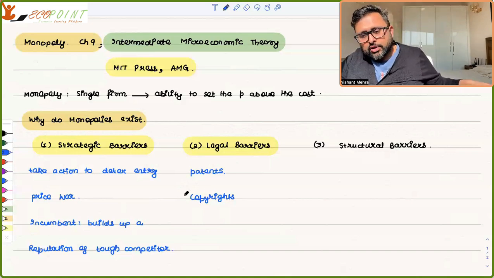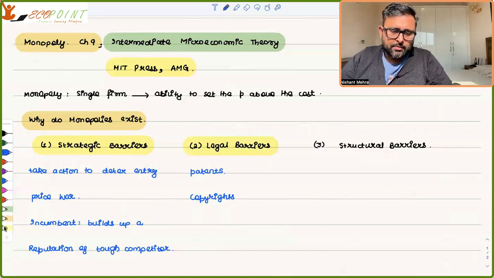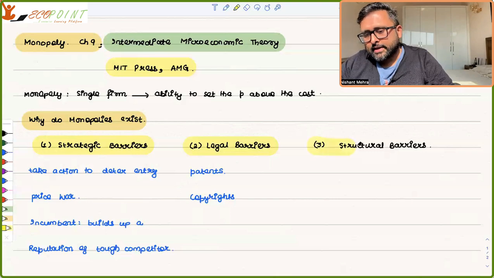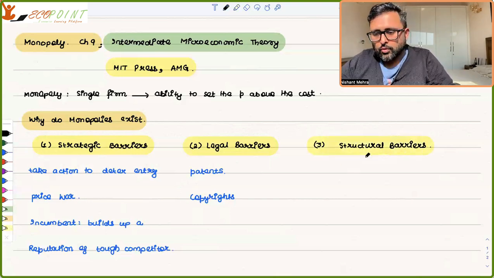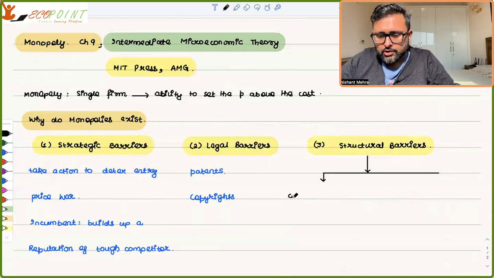And then you have the structural barriers. So in structural barriers there are basically two kinds. One is economies of scale, or you can also call it cost advantage.